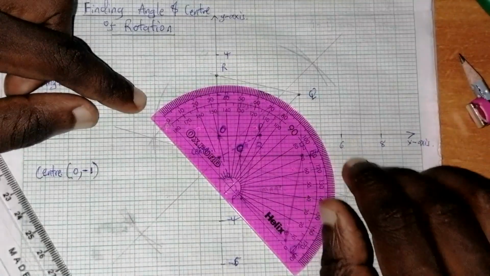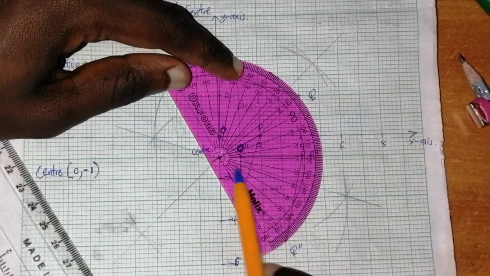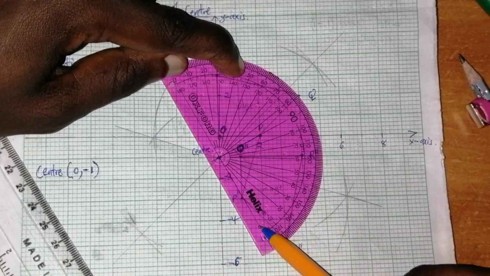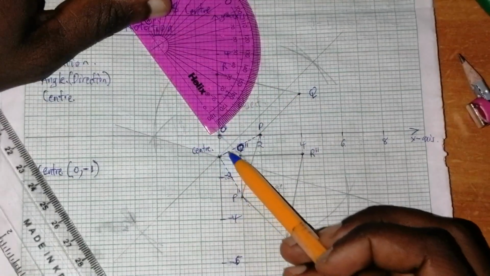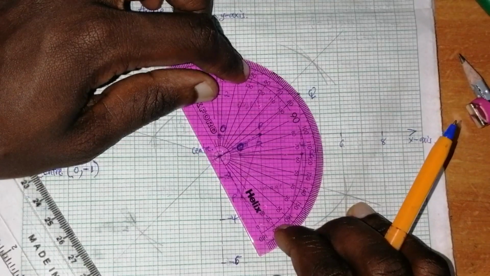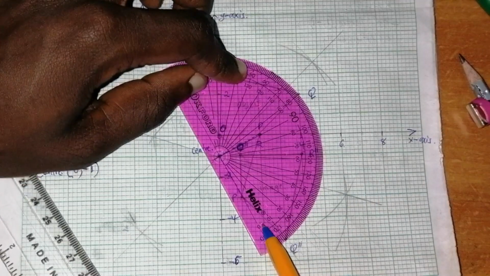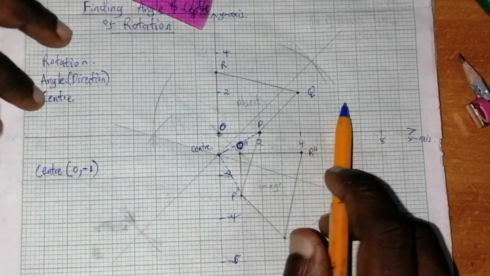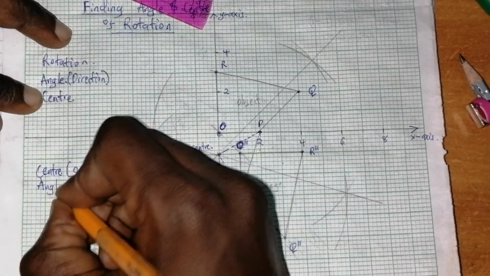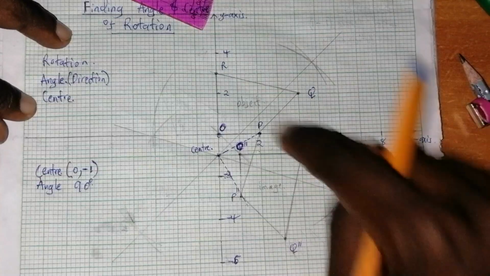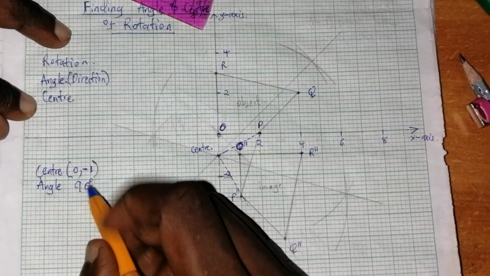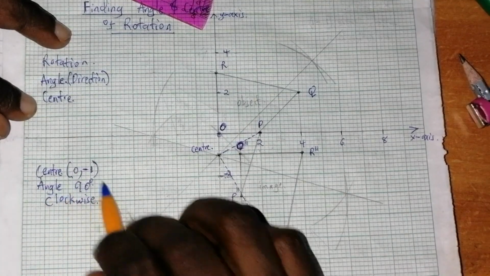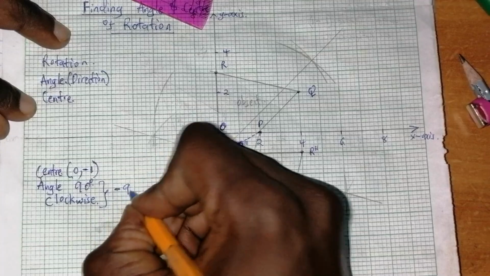Now let me measure the angle of rotation. I notice that the line is at this point and that this is 90 degrees. So I've measured this angle. Now when I measure that angle, I simply use the inner scale of my protractor, and the inner scale of my protractor simply indicates that that is 90 degrees. Therefore, the angle of rotation is 90 degrees. The rotation is therefore clockwise. So 90 degrees, and it is clockwise. This can also be written as negative 90 degrees.